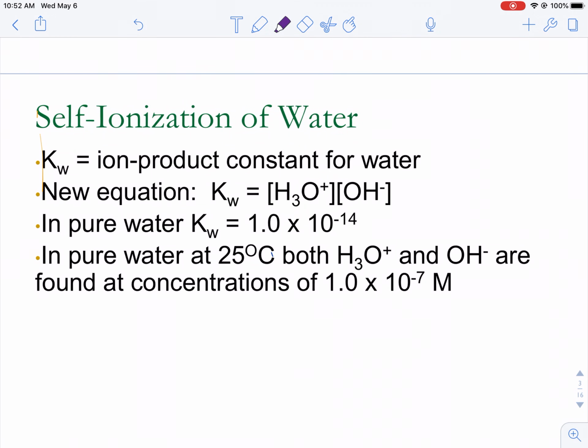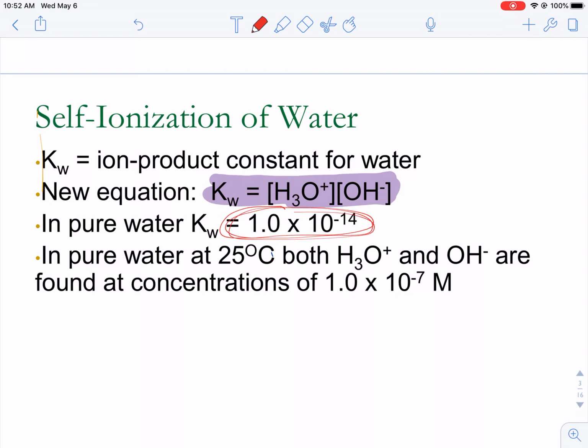This KEQ for water is actually called KW. It is the ion product constant for water. So the KW is what we just wrote down. It's the concentration of the hydronium ion times the concentration of the hydroxide ion. KW for pure water will always equal 1 times 10 to the negative 14th.